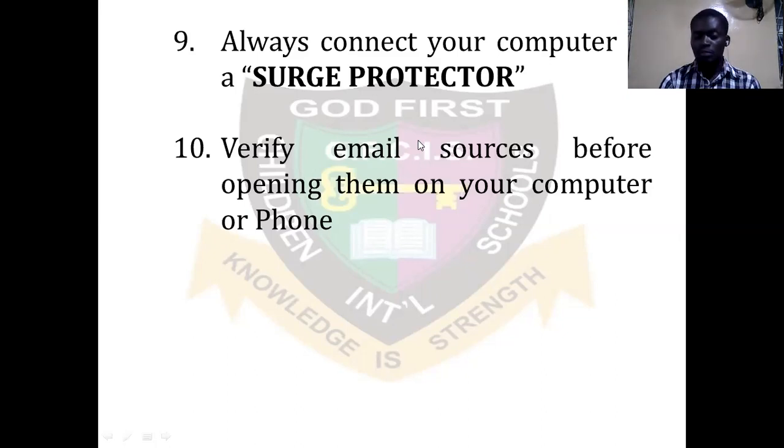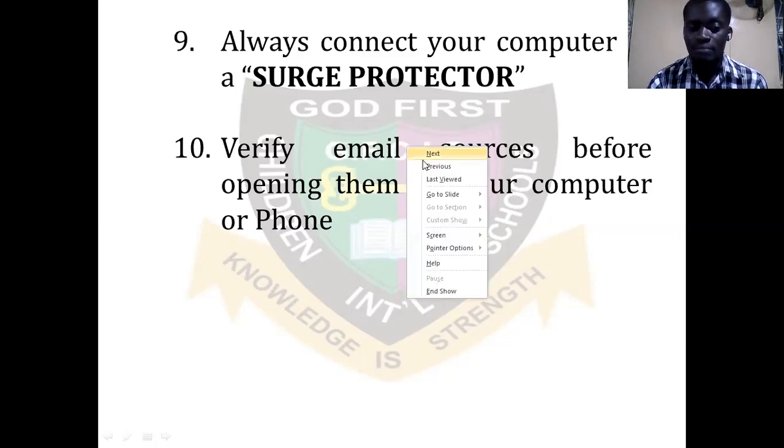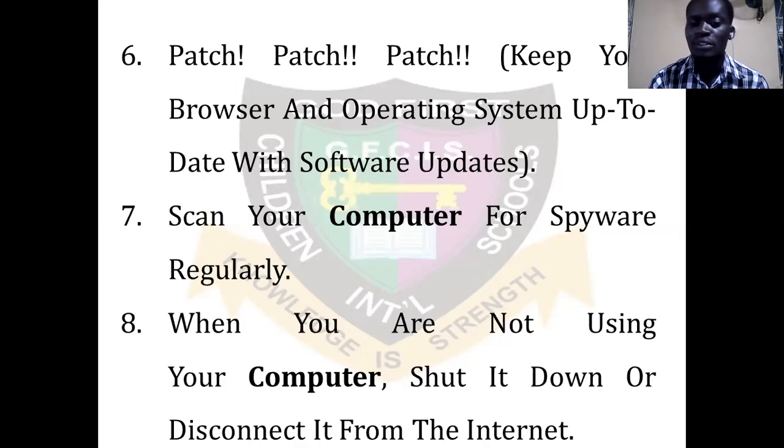So these are some of the safety measures that can be taken to safeguard your computer, to safeguard yourself. Like I said earlier, make sure you verify email before using them. Make sure you patch your system regularly. Update your system regularly. Scan the computer for any spyware regularly. You can also install an antivirus. We all know an antivirus.